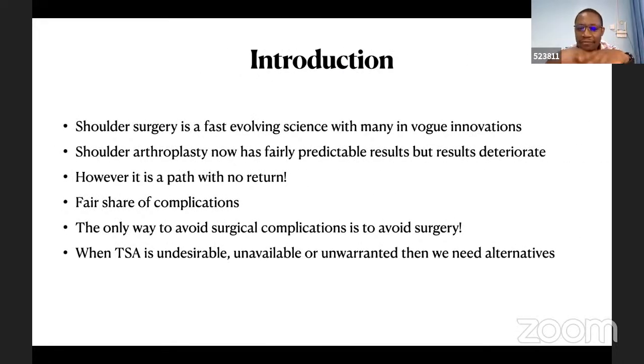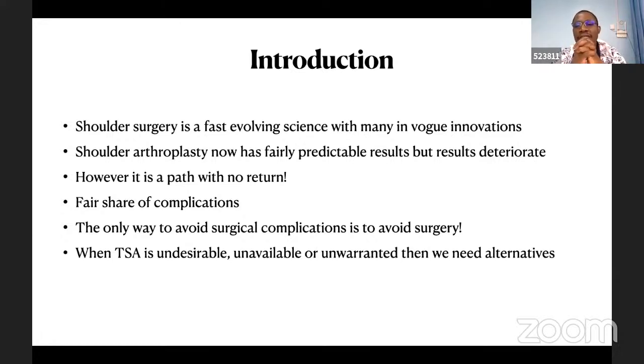Shoulder surgery is fast evolving, and there are a lot of innovations happening, especially in replacement. And the outcomes, as we study them, are improving. A lot of new science is emerging, and so when things come on board, they tend to be in vogue. But it is known to the people who do arthroplasty that, apart from having fairly predictable and good results, there is a fair share of complications that comes with arthroplasty.